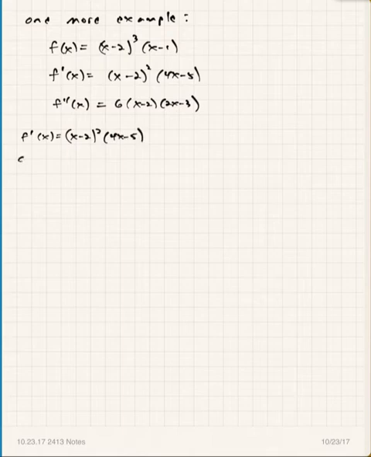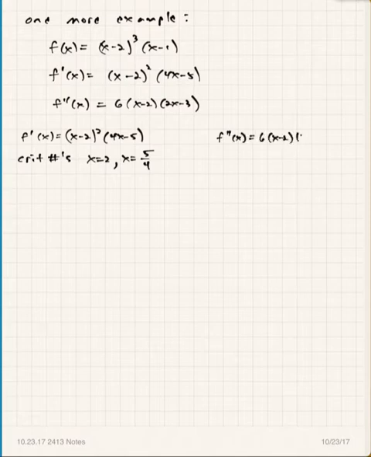And so that gives us that there are critical numbers, places where the derivative is 0, at x equals 2 and x equals 5/4. All right, and then right alongside that, the second derivative is 6 times x minus 2 times 2x minus 3. And so we could identify the hypercritical numbers at x equals 2 and x equals 3/2. Those are my hypercritical numbers.